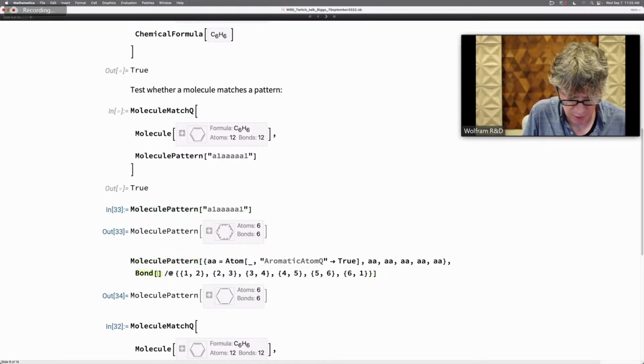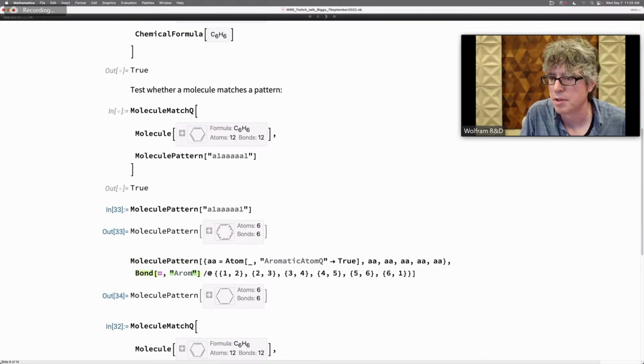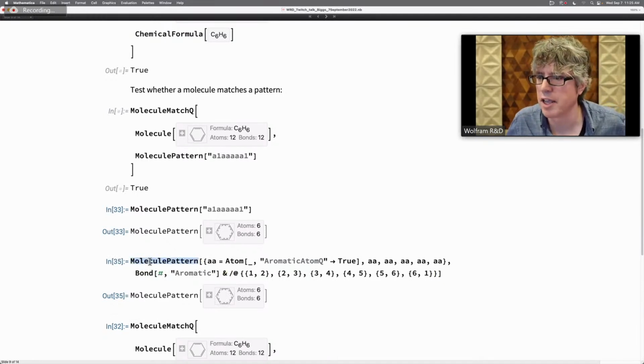So we could have, if we wanted to, yeah. And so essentially, if you know this particular language, SMARTS, then you can write some really small and compact patterns. But if you don't, we have a full form language that you can use.